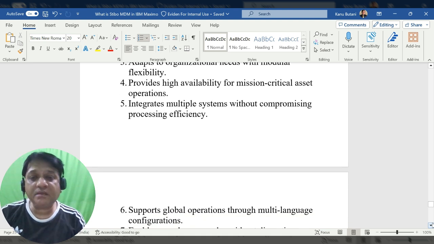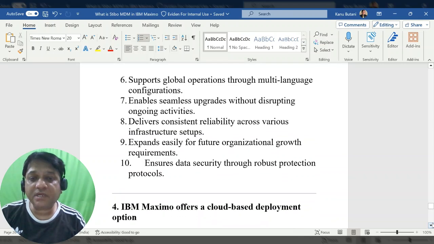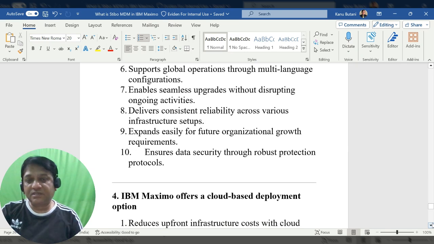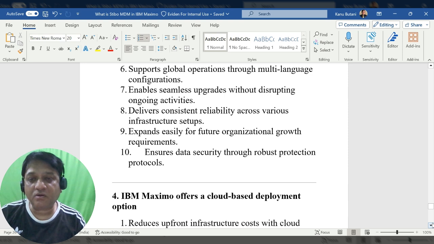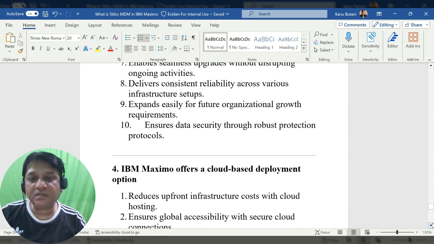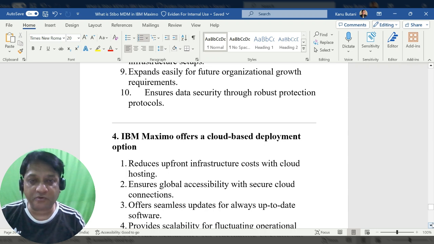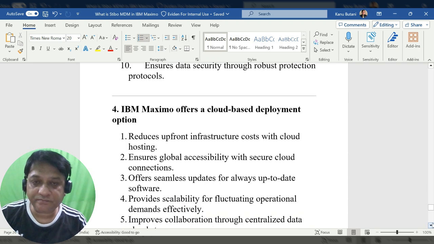It integrates multiple systems without compromising processing efficiency. It supports global operations through multi language configurations. It enables seamless upgrades without disrupting ongoing activities. It delivers consistent reliability across various infrastructure setups. It expands easily for future organizational growth requirements. It ensures data security through robust protection protocols.